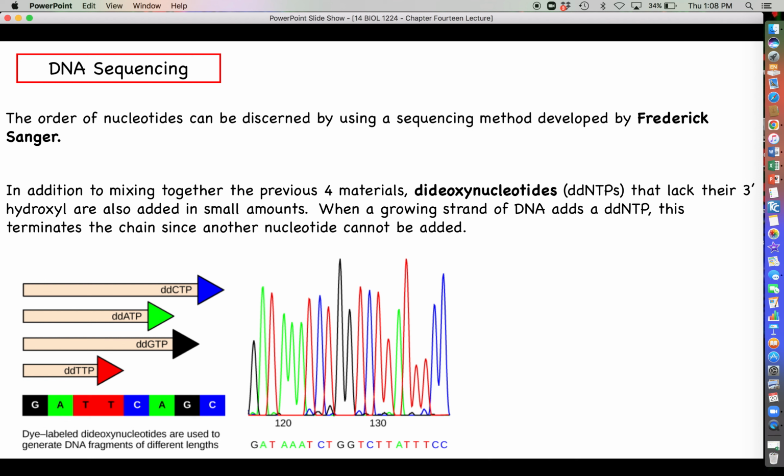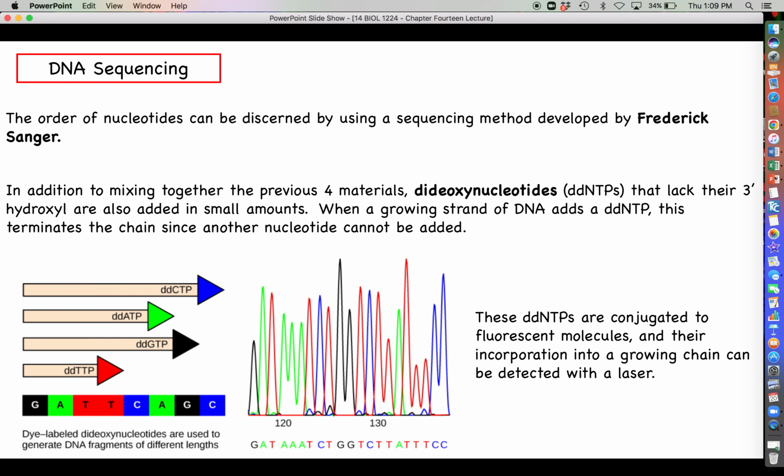So the idea here is that as the sequencing reaction is going on, as DNA polymerase is adding regular nucleotides onto a growing strand of DNA, if that DNA polymerase adds a dideoxynucleotide, that terminates the chain and prevents any further nucleotides from being added because we lack that 3' hydroxyl that we need to add another nucleotide on. So once you add one of those dideoxynucleotides, you cannot extend the DNA any further.